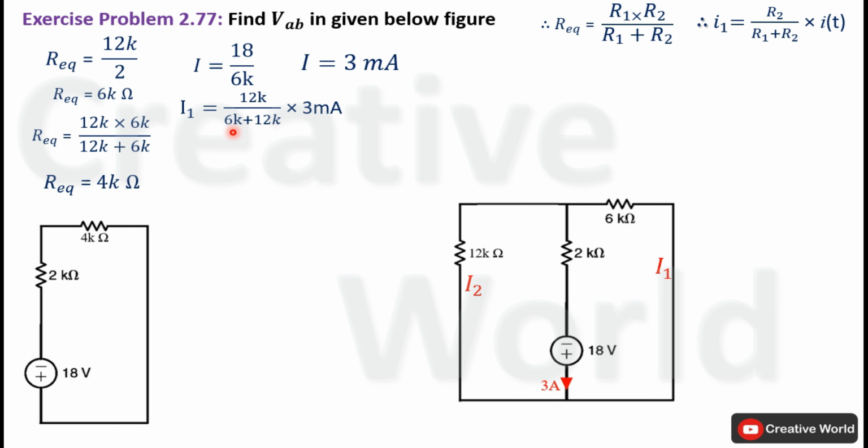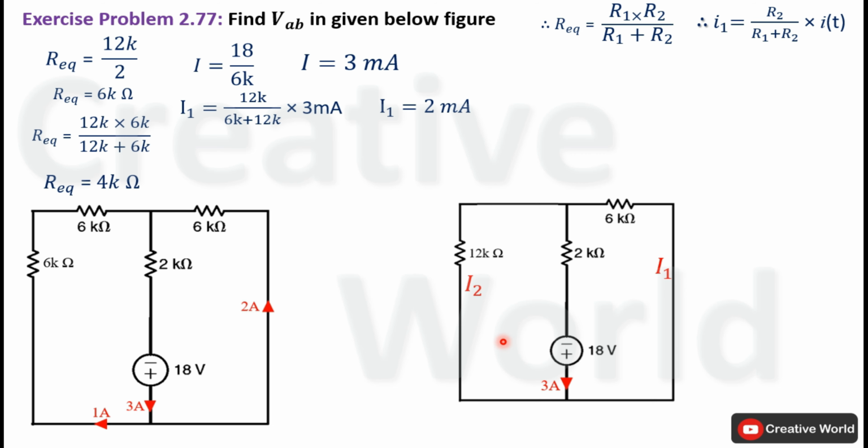Divided by the sum of 6K and 12K will become 18K. 36 divided by 18K will answer 2 milliampere. So the value of current I1 is 2 milliampere. Now we can calculate the value of current I2 as well by subtracting 2 milliampere from 3 milliampere. So the value of current I2 will be 1 milliampere.